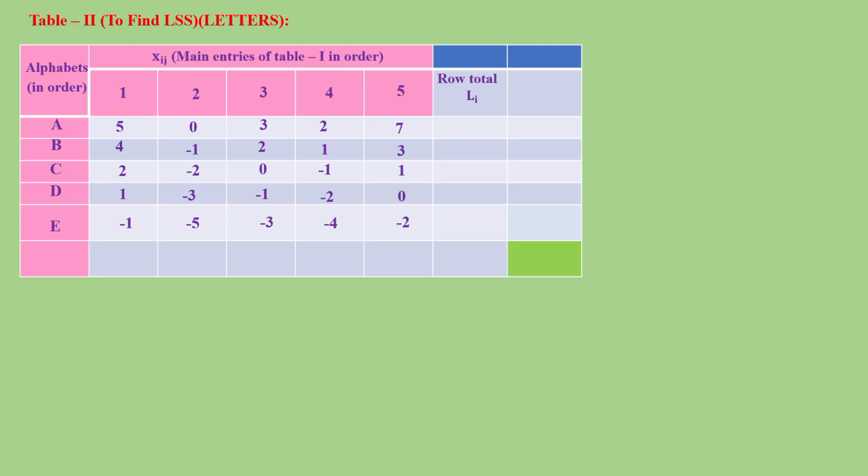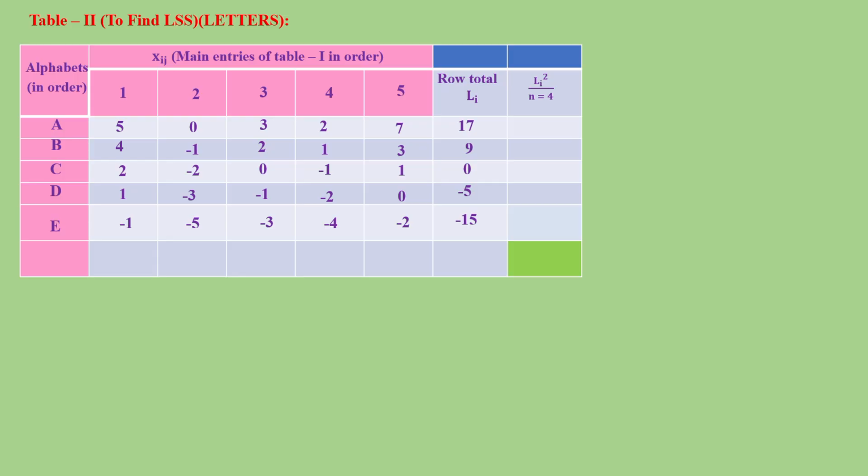So row total: first row L1, second row L2, L3, L4, right? So adding all the numbers in the first row, 5 plus 0 plus 3 plus 2 plus 7, 17, 9, 0, minus 5, minus 15. Then find the summation, next find Li square by N, right?